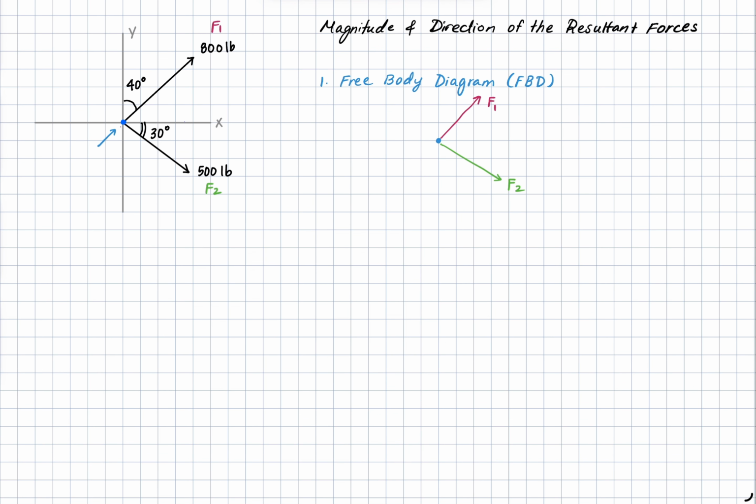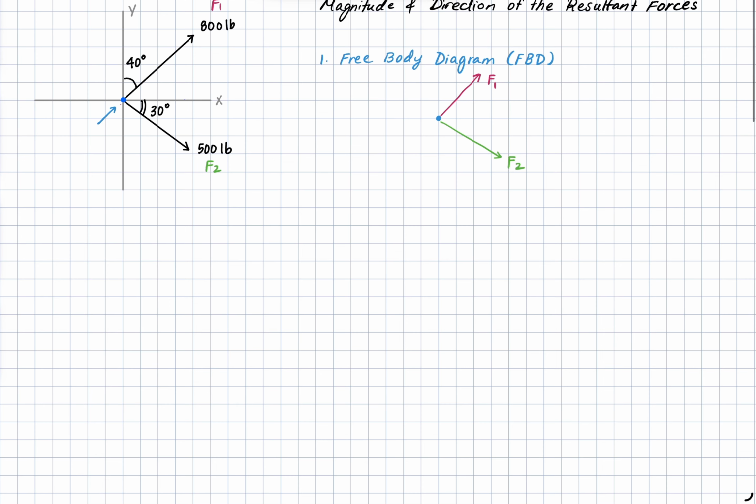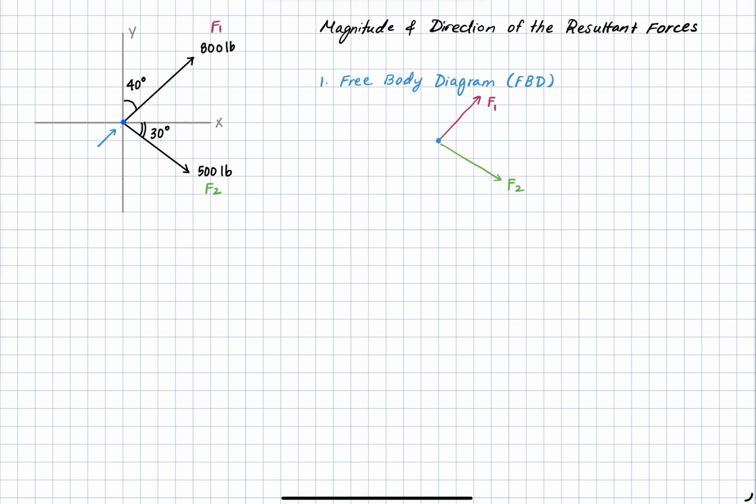With our free body diagram complete, we can go ahead and get some equations. So what equations do we need? We need components. We can't simply add 800 plus 500 to get our resultant because they're not pointing in the same direction. If the arrows were parallel, then yes, we could do that. But because the forces are not pointing in the same direction, we have to take their components. So step 2 would be obtaining components.